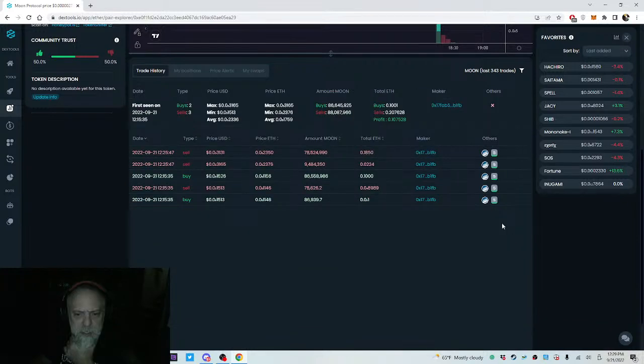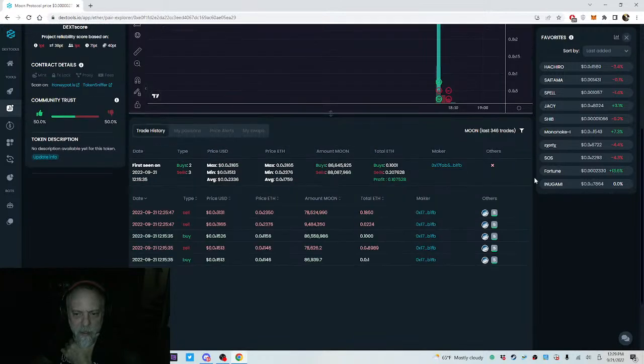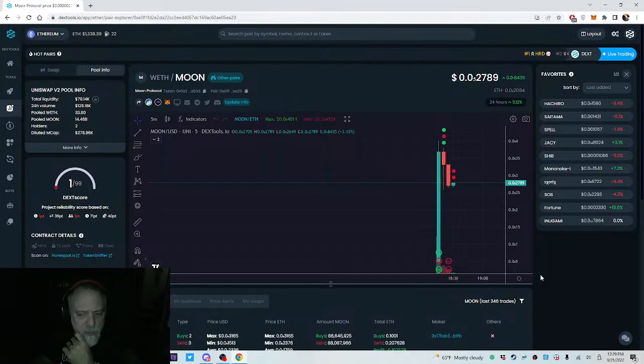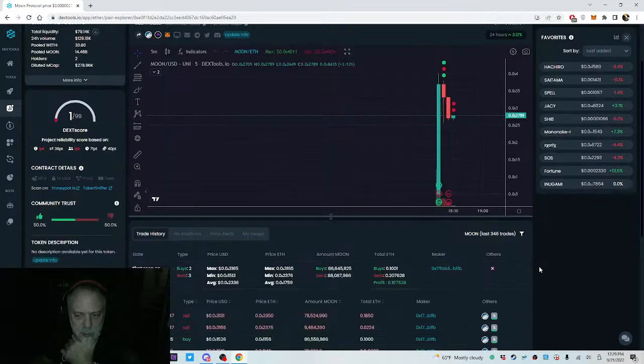So this address all by itself, since this launched, has had 2 buys and 3 sells. It's bought in for a total of 0.1. It's had sales of 0.2, so they've already made 0.1 profit. And the last time I checked, if we go up here and look at the price of Ether, Ether is at 1,336, so they've made $133 profit just on this contract alone.